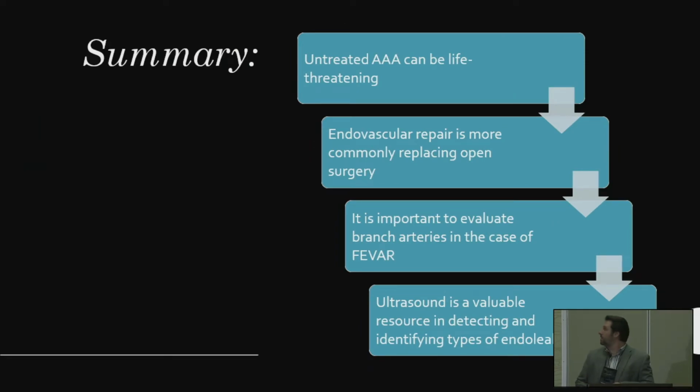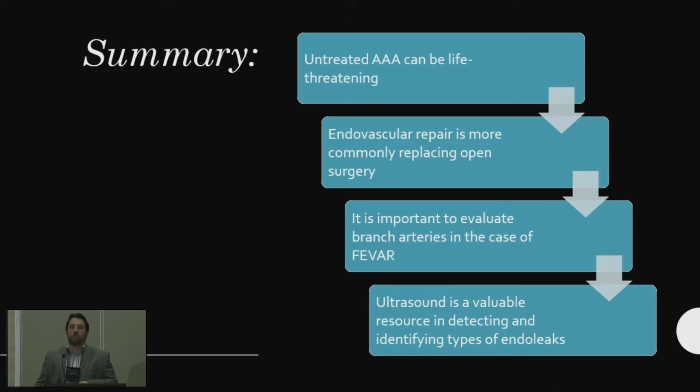So to sum up, untreated AAA can be life-threatening. We really want to pay attention to these for our patients so that we can do the best we can to prevent that. Endovascular repair is more commonly replacing open surgery, and it's getting more and more advanced as we go with all these different options and all these different fenestrations. So it's important for us to look at the branch arteries when we do these.